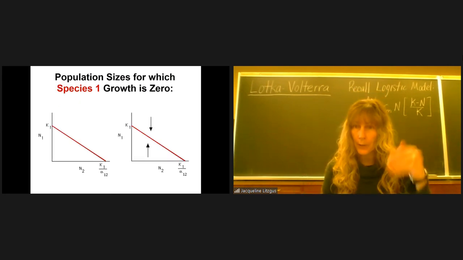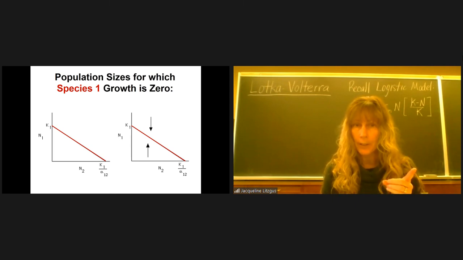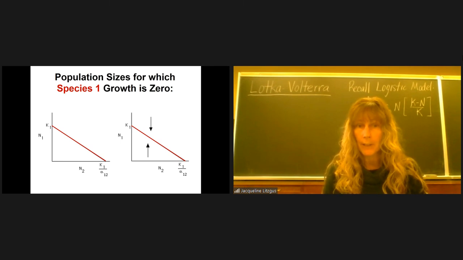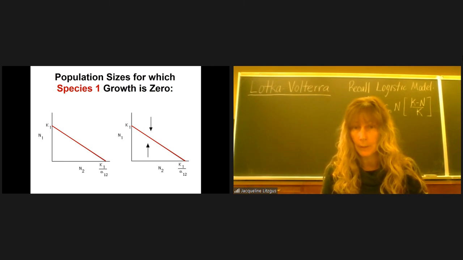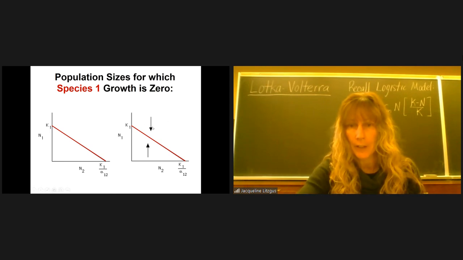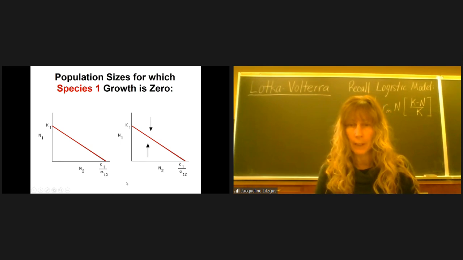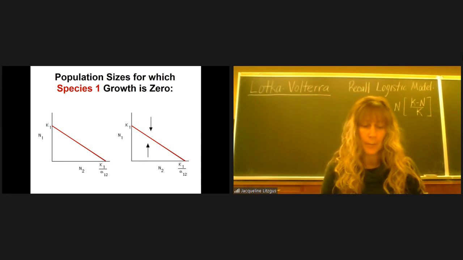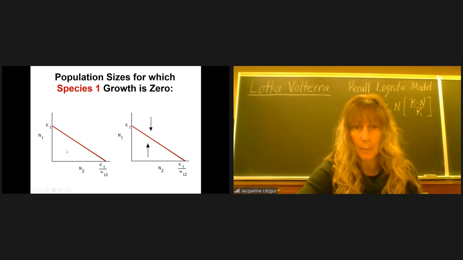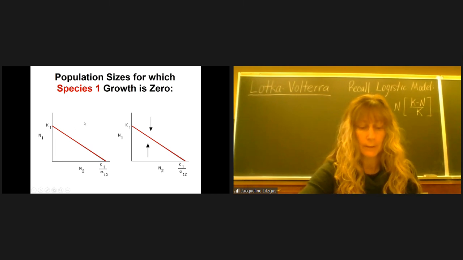Okay, so I told you that there's those three steps we need to do. So the first step, this is step one, right, is to figure out the population sizes for which species one's growth is zero, okay? So the graph that's on the left and the right is the same thing. And the one on the right, I've just added these arrows because they'll become important in how we talk about how the populations change, okay? All right, so if you look at it, when you draw this zero isocline, it divides the state space graph into two pieces, right? There's the piece of the graph that's below that isocline, and there's the piece of the graph that's above, okay?